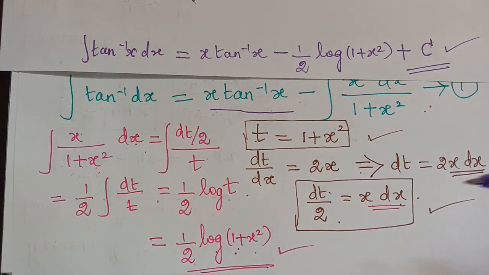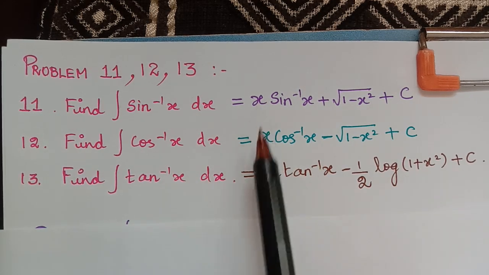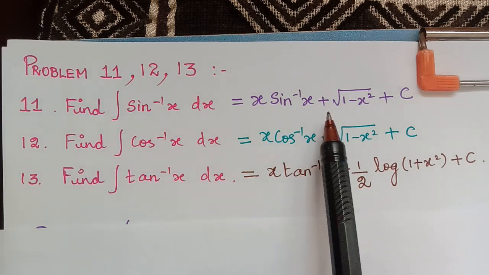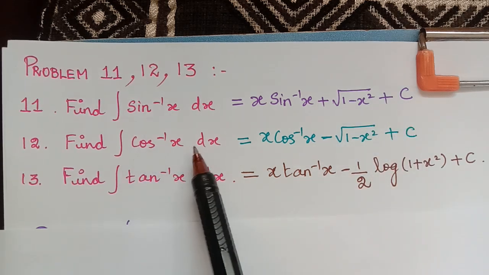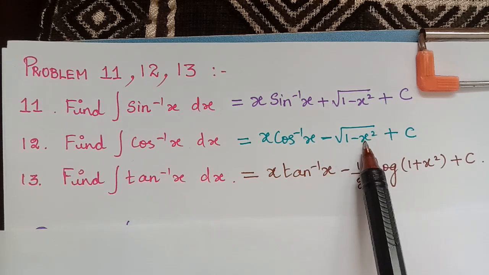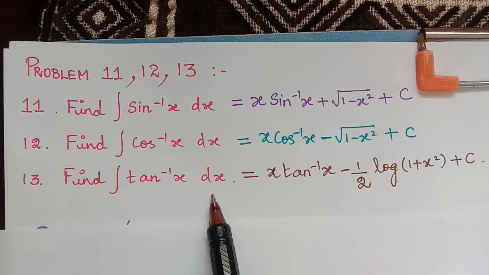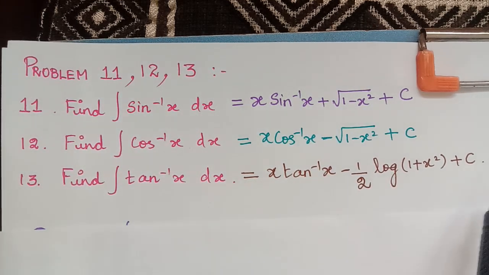So hence we have obtained the solution for all the three. I have written all the three solutions here. Integral of sine inverse of x is x sine inverse of x plus square root of 1 minus x squared plus c. Integral of cos inverse of x dx is x cos inverse of x minus square root of 1 minus x squared plus c. And finally the integral of tan inverse of x dx is x tan inverse of x minus 1 by 2 log of 1 plus x squared plus c.